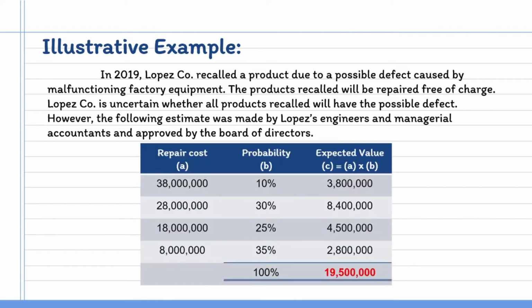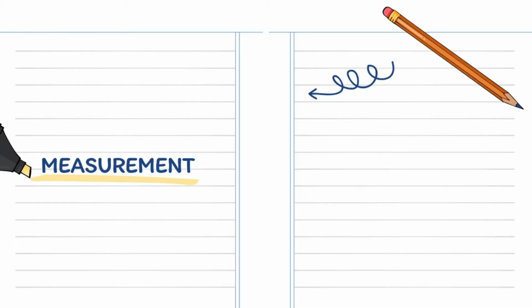Dahil sa given problem, meron kang large population of items, iba-iba yung amount ng repair cost and yung probability ng mga yon, kailangan mong kunin yung expected value. Para makuha mo yung expected value, i-multiply mo lang yung bawat amount sa respective probability na binigay. Yung 38 million, i-multiply mo sa 10%, then 3.8 million. 28 million sa 30%, 8.4 million. 18 million multiplied by 25%, 4.5 million. And yung 8 million multiplied by 35%, 2.8 million. Total of 19,500,000 as your expected value.